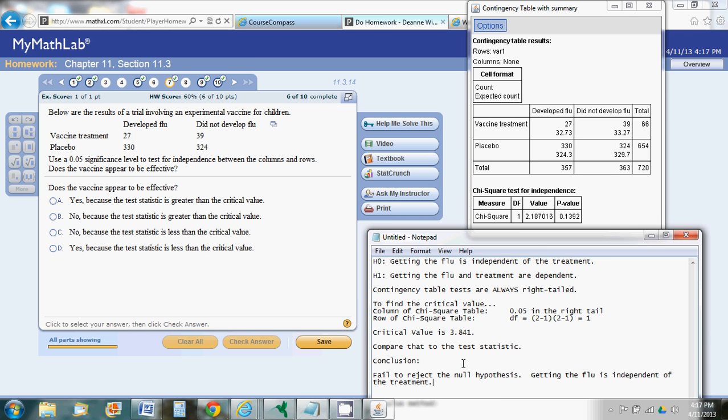What that suggests is that that vaccine is not very effective. If those two are not related to one another, it means this vaccine is really having no impact at all on whether or not you develop the flu. They're independent. So we're going to choose over here, does the vaccine appear to be effective? No, because the test statistic is less than the critical value.